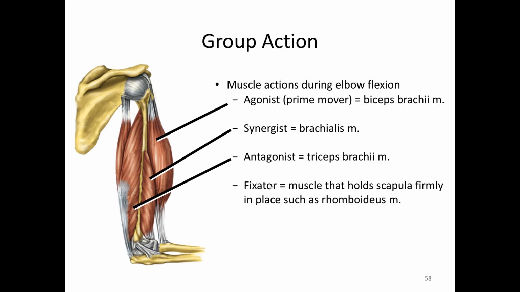A fixator is a muscle that holds the scapula firmly in place during arm movement. So an example is the rhomboideus major. That's one of those ones that goes between the medial border of the scapula and the spine. So I've just drawn it right here, R.